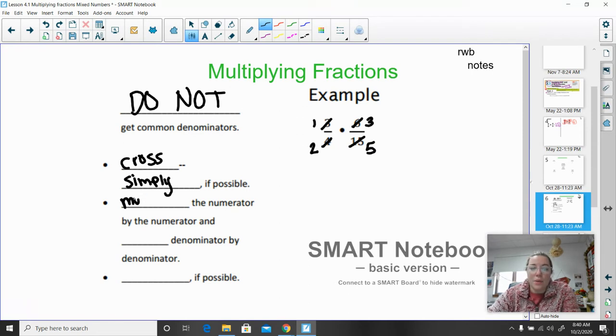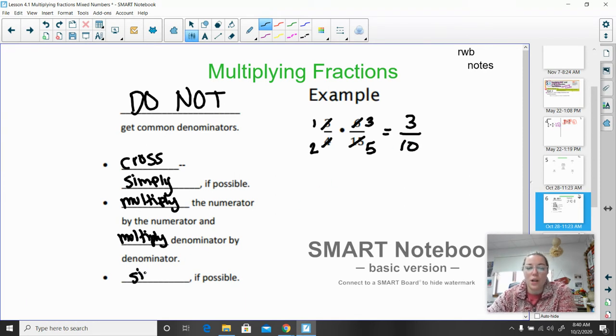Then we multiply the numerator by the numerator. So the numerator, remember your numerators are always the ones on top. 1 times 3 is 3. And then we multiply the denominator by the denominator. Remember your denominator is bottom. 2 times 5 is 10.